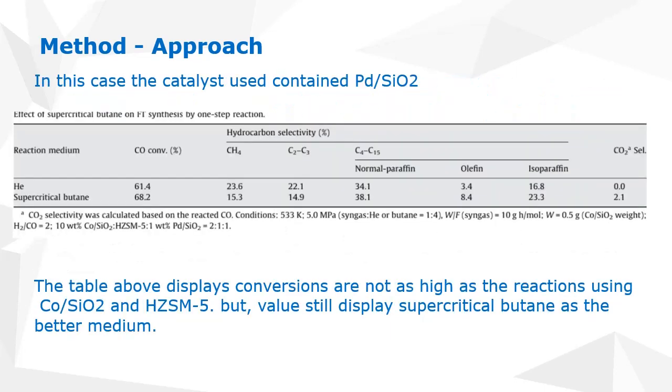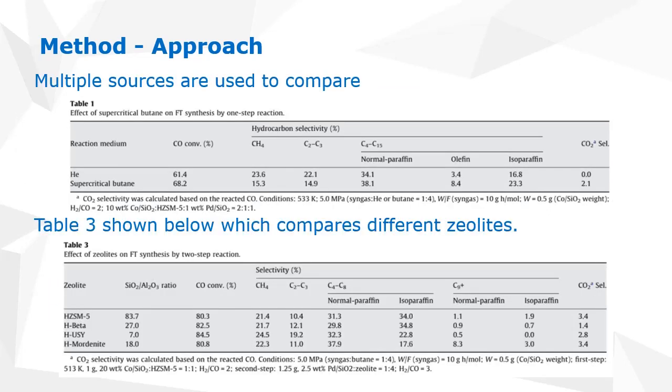In this case, the catalysts used instead contained palladium silicon dioxide. The table displays conversions not as high as the reaction using cobalt silicon dioxide and HZSM5, but the value still displayed supercritical butane as the better medium. Different sources can be used to compare our results for the conversion of carbon dioxide. Table 3 shown below now compares the different zeolites.